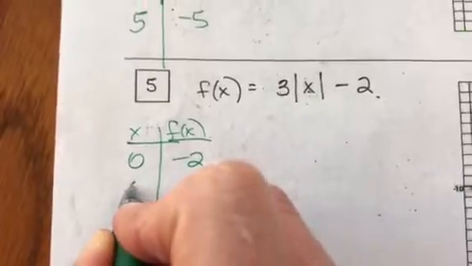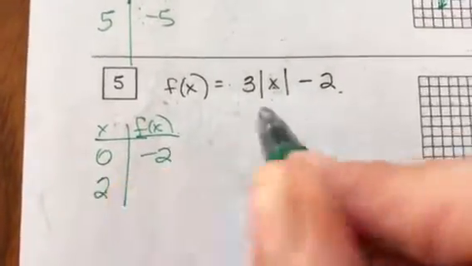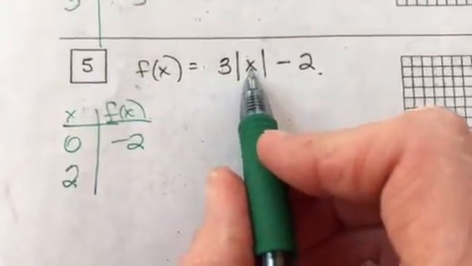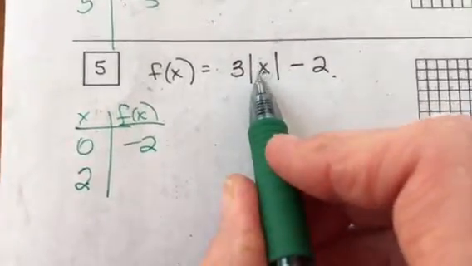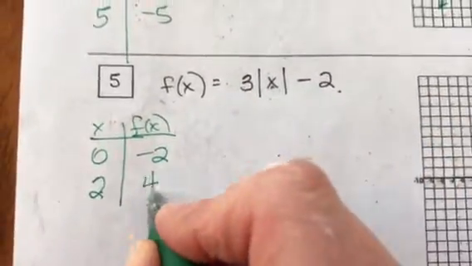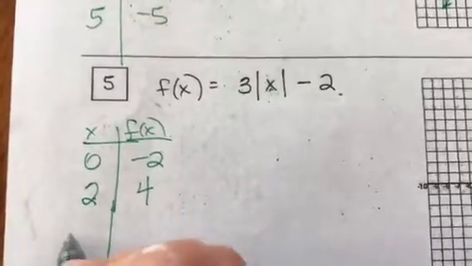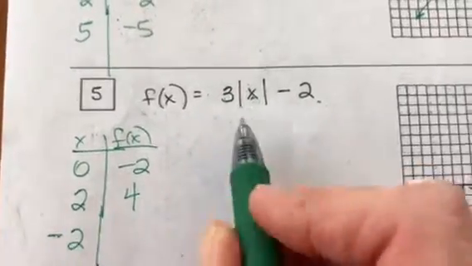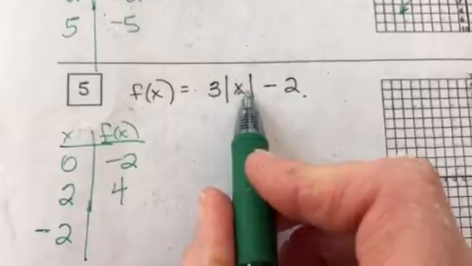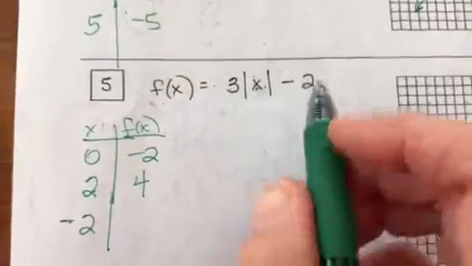I have to graph these things. I don't want to make them too big, but if I plug in a 2, I get the absolute value of 2 is 2. 3 times 2 is 6. 6 minus 2 is 4. So there's another one. Let's plug in a negative 2. Absolute value of negative 2 is 2. 3 times 2 is 6. 6 minus 2 is 4.